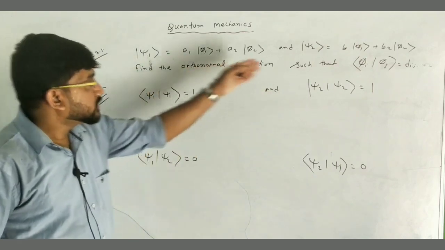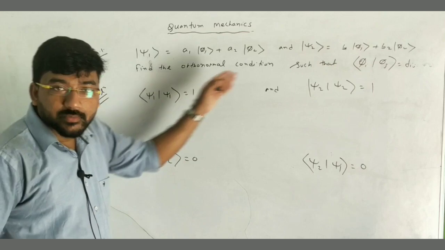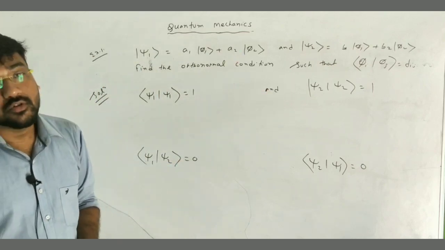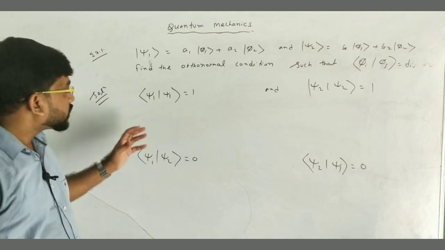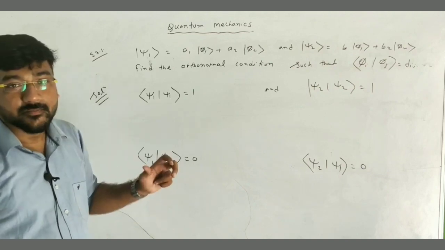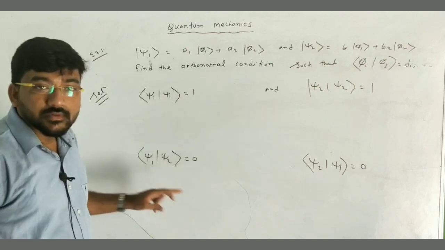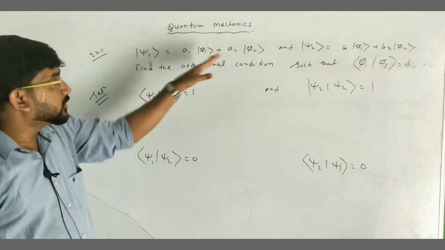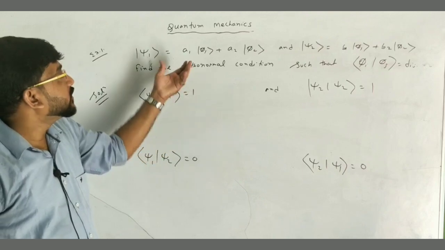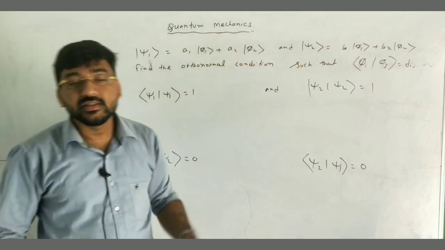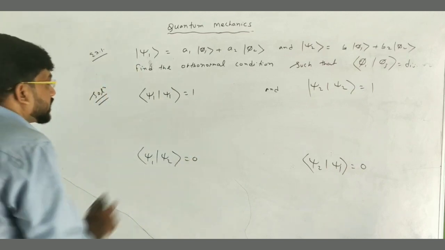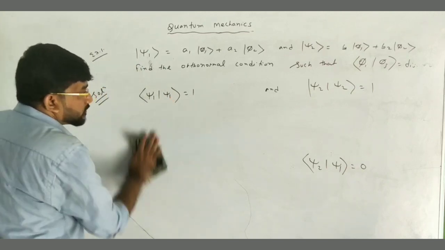So, when this happens together simultaneously, then we can say psi 1 and psi 2 are orthonormal to each other. So, we have to find out that condition. We will use these four equations with the given wave functions. We will operate and find the relation between a1, a2 and b1, b2. Okay. So, first let me operate this property.